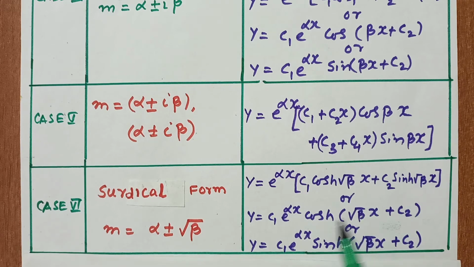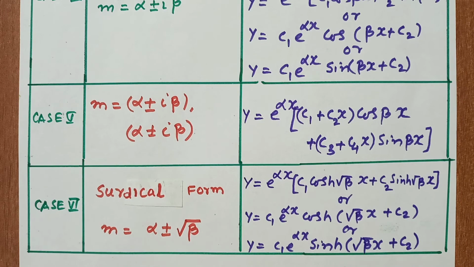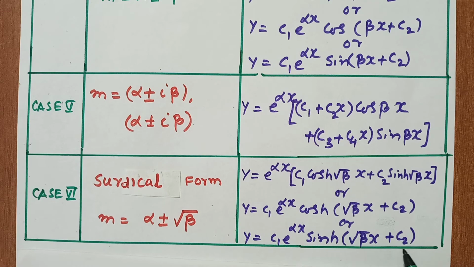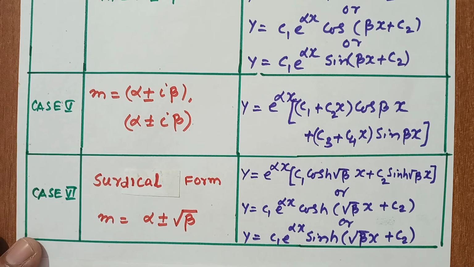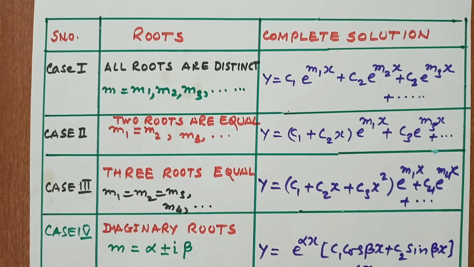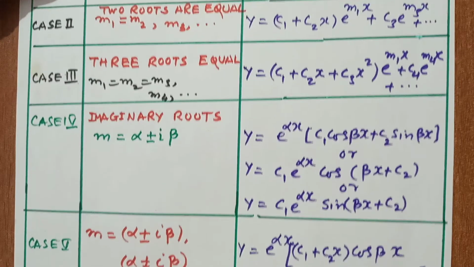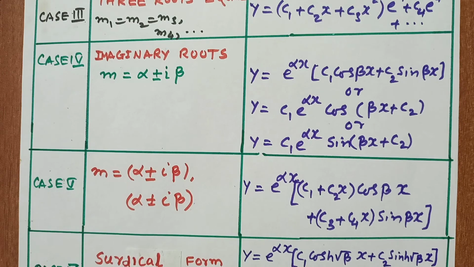Similarly, y is equal to c1 e to the power alpha x cos hyperbolic root beta x plus c2, or this can be written y is equal to c1 e to the power alpha x sin hyperbolic root beta x plus c2, where c1 and c2 are constants of integration. Okay, this is a summary for auxiliary equations. It means if our auxiliary equation has different roots, this is very useful to solve differential equations. This is a very nice summary table for roots of auxiliary equations.